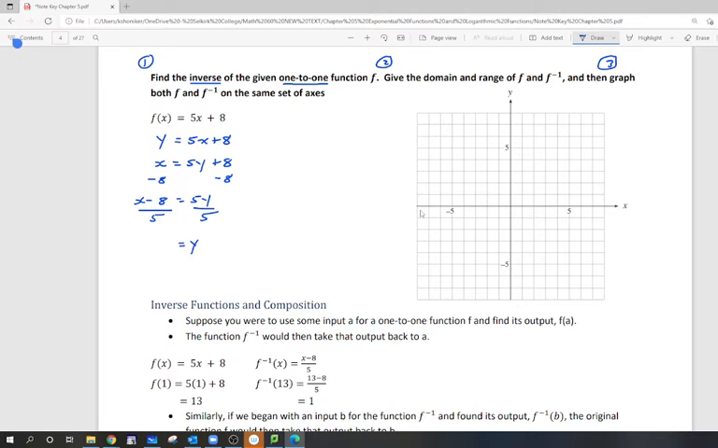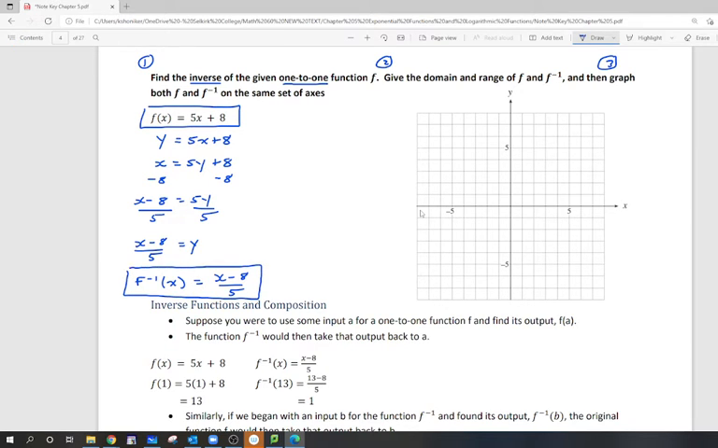And you get y equals x minus 8 over 5, which means I can write it as the inverse function of x is equal to x minus 8 over 5. Okay, sorry if I went too fast. You can always pause the video and check. But I wanted you to notice that I wrote it like this on purpose. So this is my original function. This is my inverse function, and it's got this big fraction.